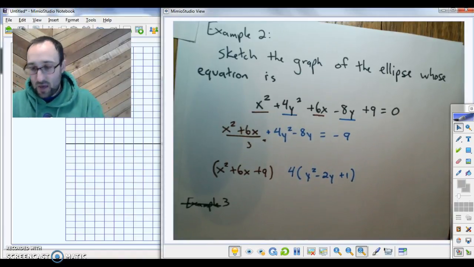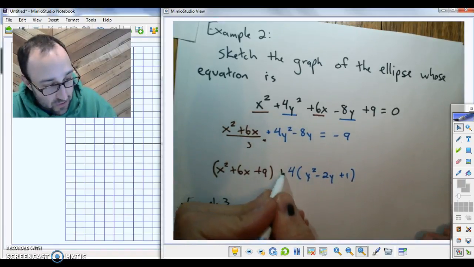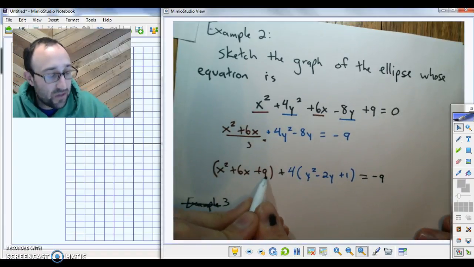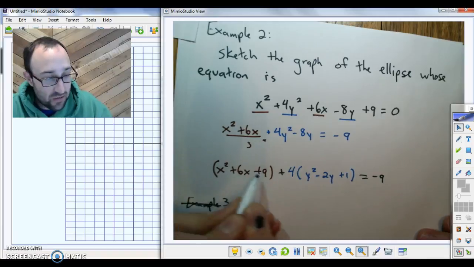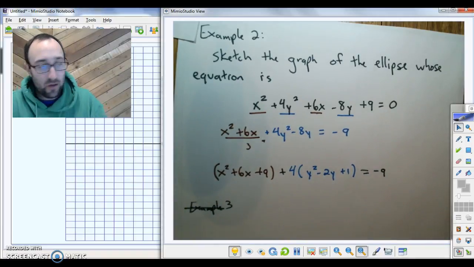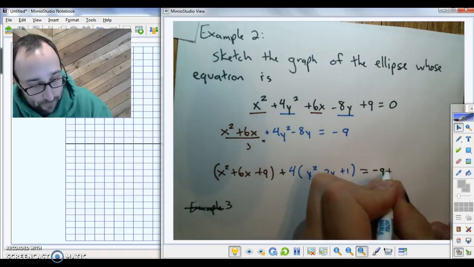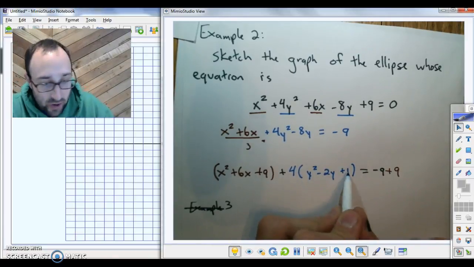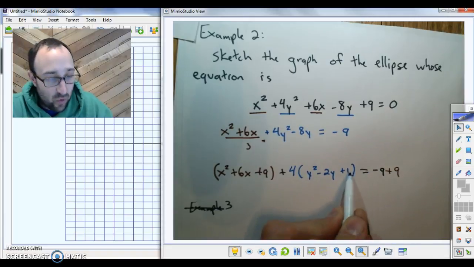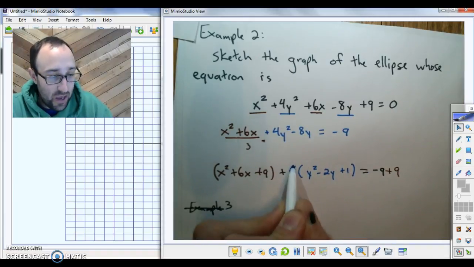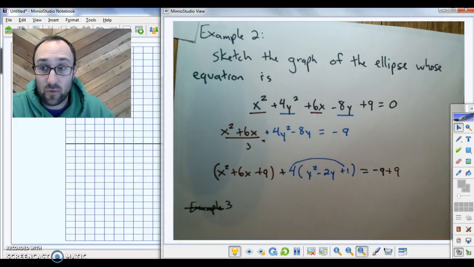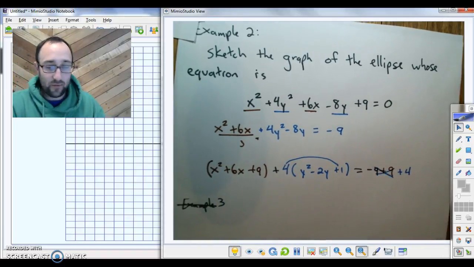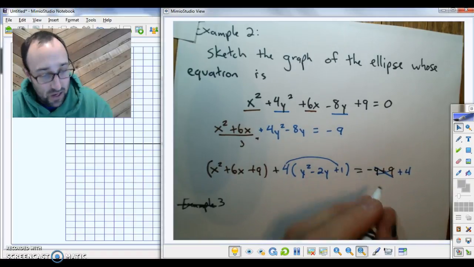Okay, good. Then what we'll have is that whole thing, still equals, I've got the negative 9 here. I added 9 on this side, and there's only 9 because I don't have anything else in front. So I'm going to add 9 from the x part. And then from the y part, I added 1. But I didn't just add 1, I added 1 inside the parentheses, so really I added 4. So I'm going to add 4. These guys cancel out, and we're left with just 4 on this side.